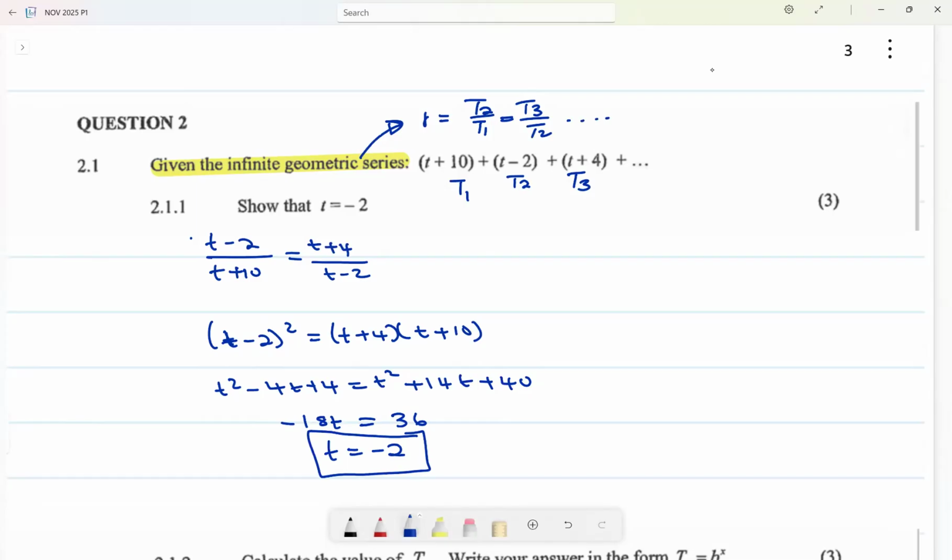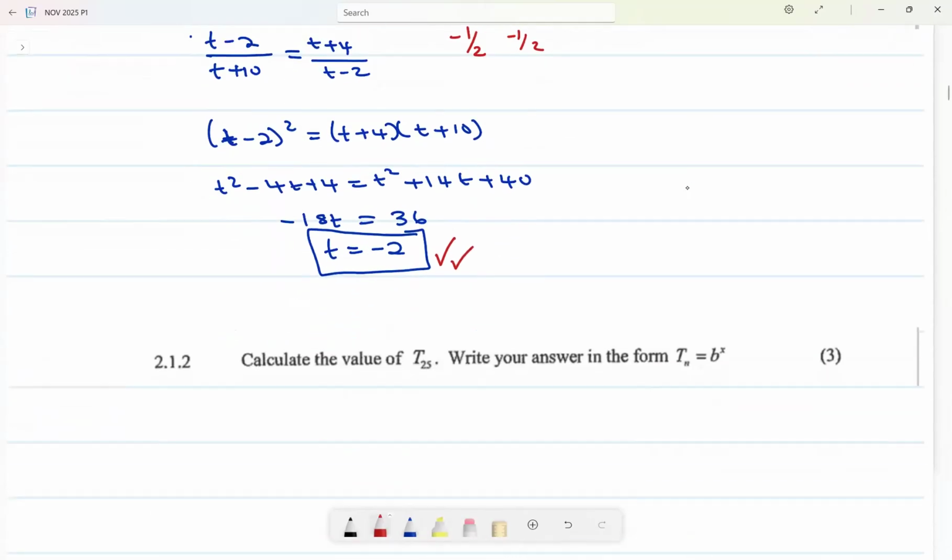When I get t to be equal to -2, let's confirm that it indeed gives us a geometric pattern. If t is -2, it's going to be 8 here, then -4, then 2. Now let's confirm that the ratio is constant. -4 divided by 8 is -half. 2 divided by -4 is -half. So yes, t is indeed equal to -2.